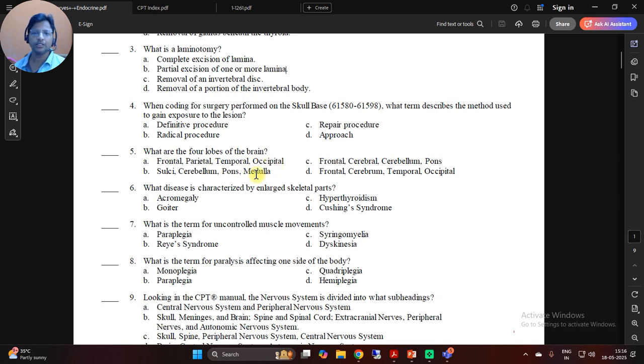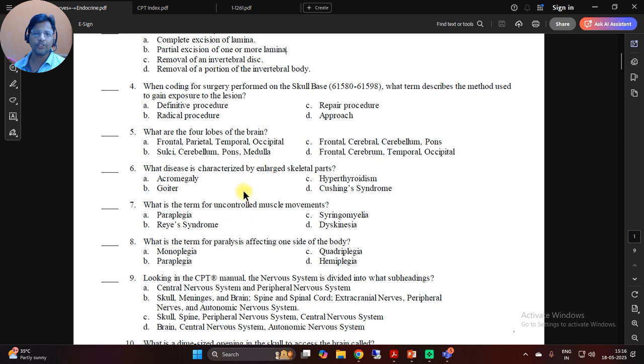Next one. What disease is characterized by enlarged skeletal parts? What do you call it? Here your correct answer is acromegaly. Basically, megaly means enlargement. So enlargement of the joints, you will call acromegaly.